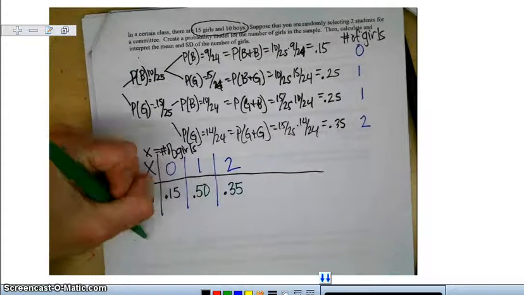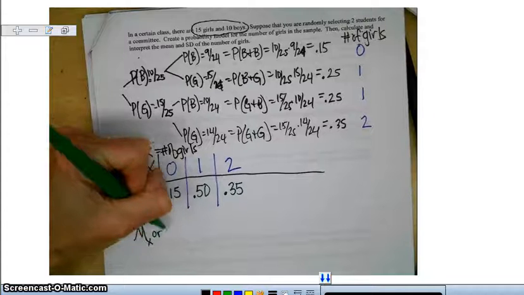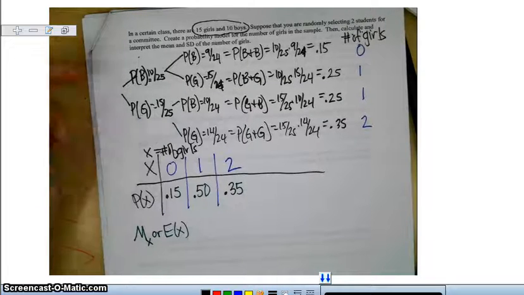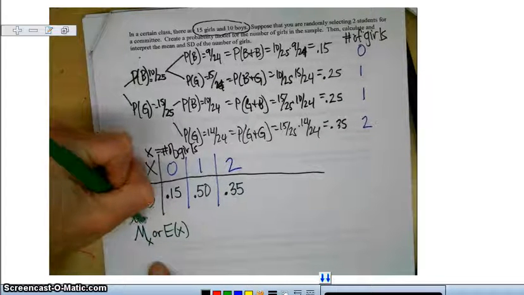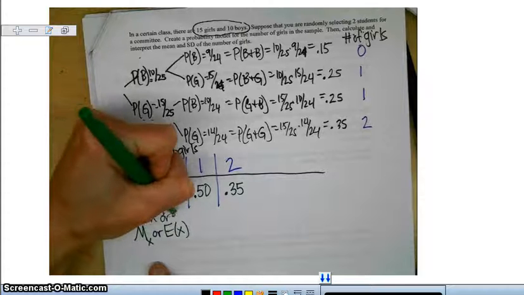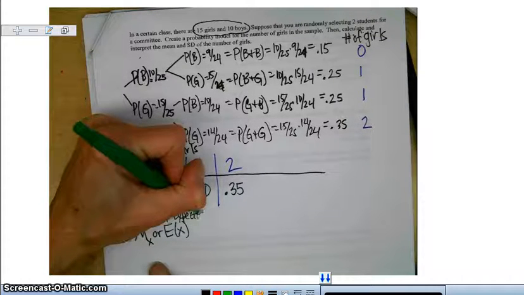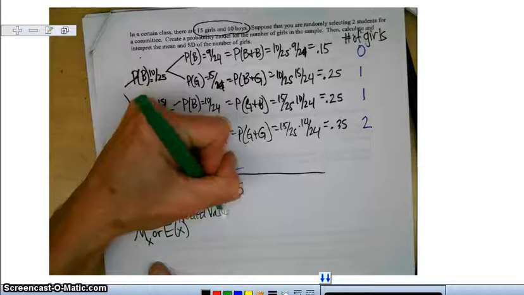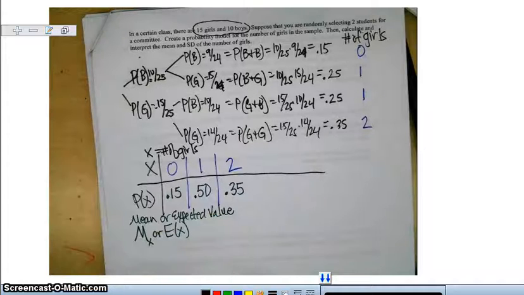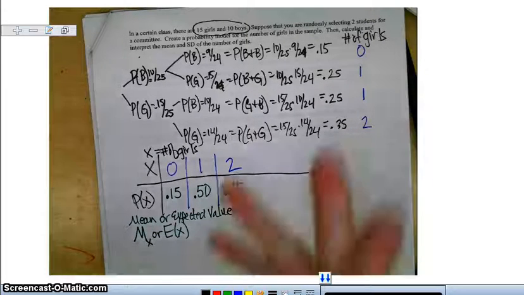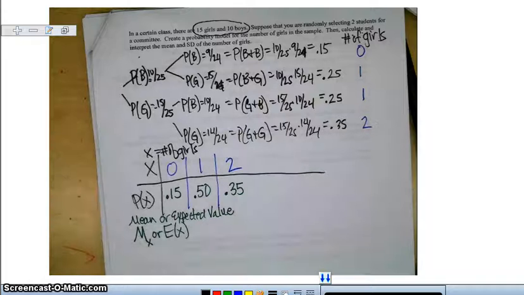So sometimes you have to make a tree diagram to get the probability distribution. Now we can find the mean or the expected value. These are just the same thing. In other words, if you were to select a committee of 2 over and over, select 2, put them back, select 2, put them back, from this class, in the long run, how many girls would you expect to get? So the average, the mean.